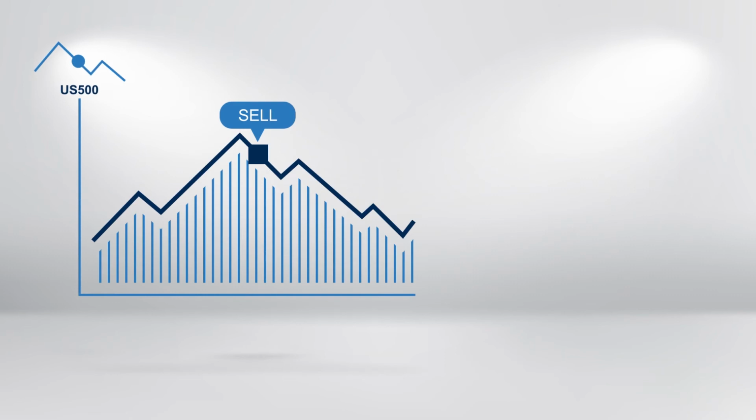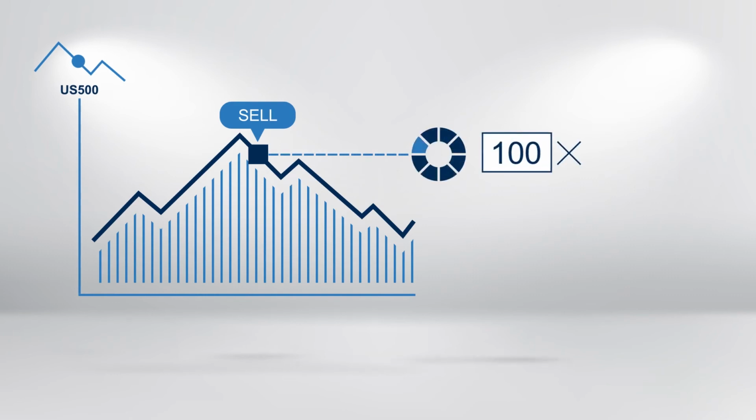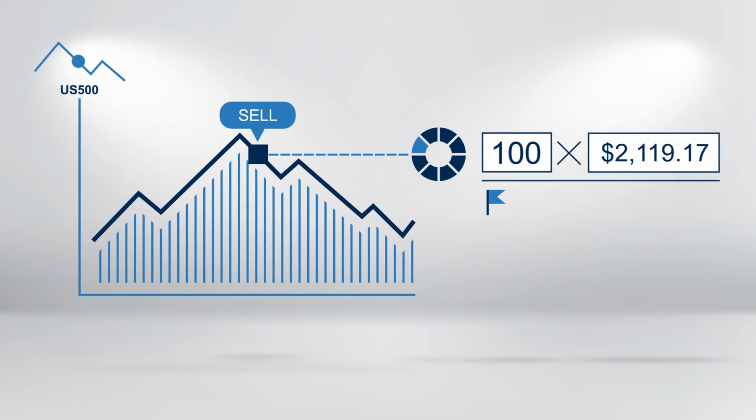You decide to take a short position selling 100 shares in the US 500 at 2,119.17. This creates a nominal position of $211,917. That is 100 times 2,119.17. It's the value of the trade and defines your exposure. Assume the margin is 5%.